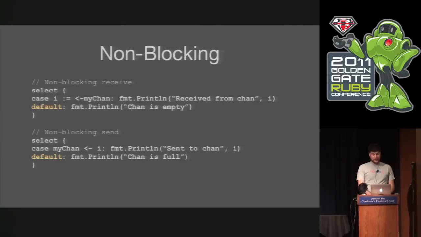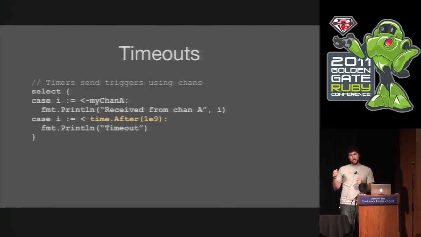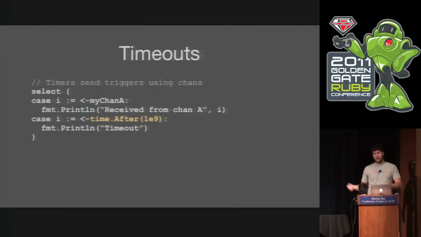And then another common pattern is using a select for a timeout. So all of the built-in timer operations operate using channels, and usually what they'll do is whenever the timer is fired, they'll actually just send the time on the channel. And so in this case, I'm waiting on something from myChanA. I hope it comes in before whatever my deadline is, but if it doesn't, I'm just going to fall through and time out and go do something else, like throw an error or do something else.